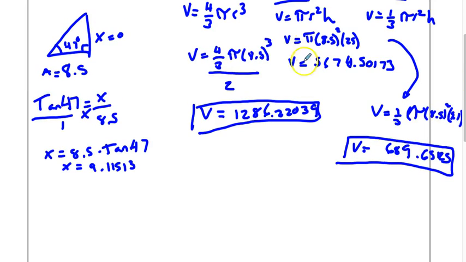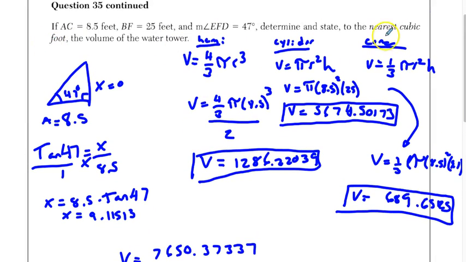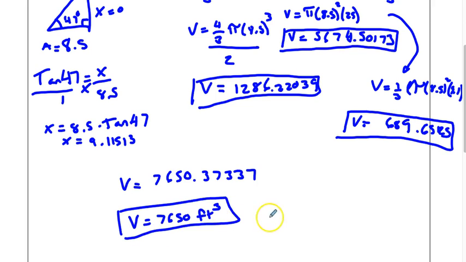So here we have our three volumes that make up the whole water tower. 1, 2, and 3. What you do is you put these in the calculator, you're going to add them all together, and you get your total volume is equal to 7650.37337. And this says rounded to the nearest cubic foot, so that means no decimal places. So our final answer should be the volume is equal to 7650 cubic feet. All right, so that is our total volume. All right, no rounding errors, everything done perfectly.